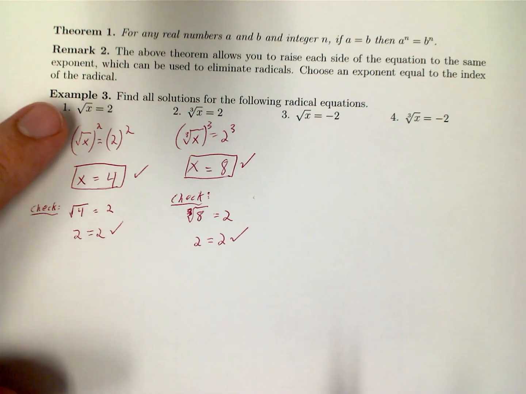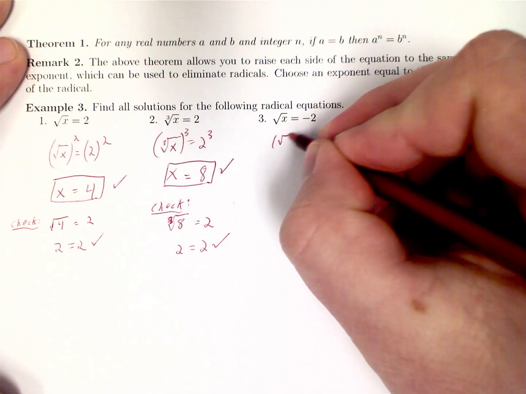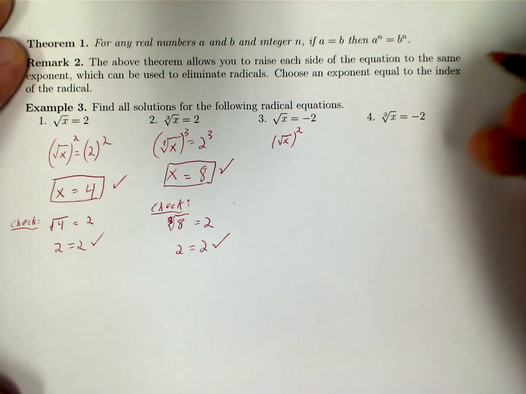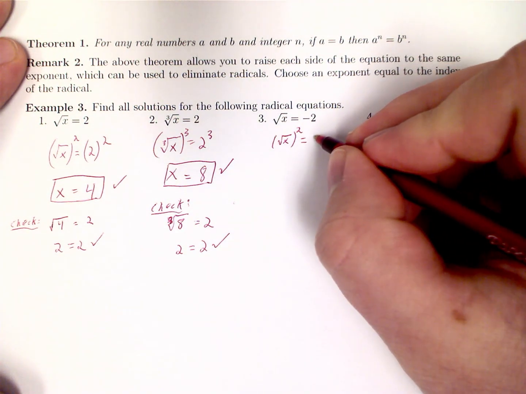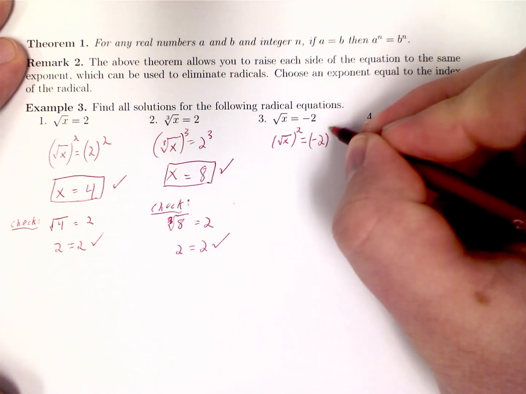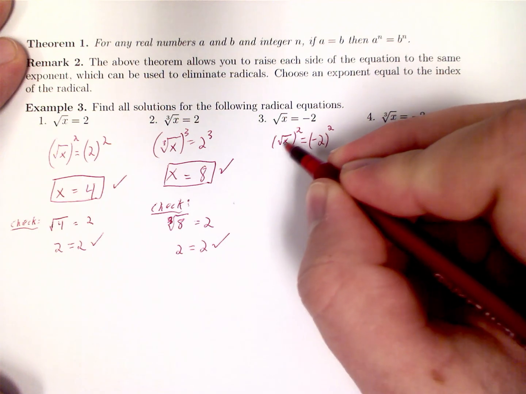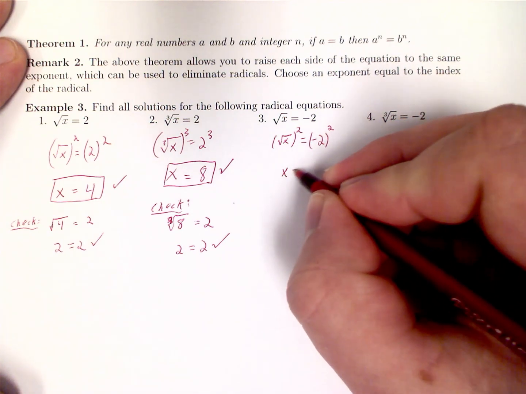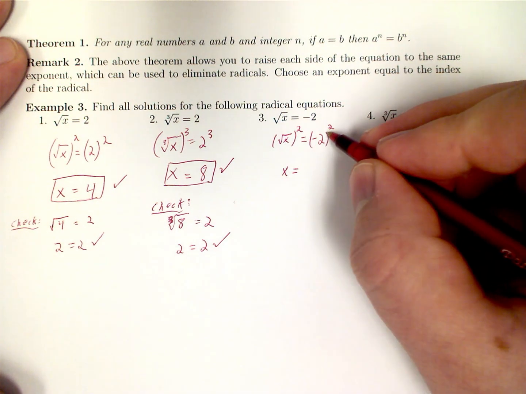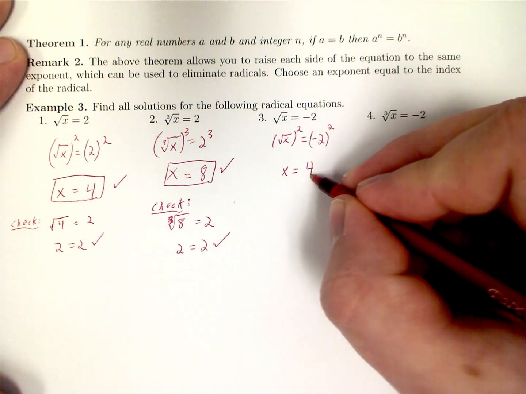It seems similar to number 1. It's a square root, so what do we have to do? We raise everything to the second power, because again, there's a little invisible 2 in the divot. The index is 2, so we raise it to the second power, and we raise all of -2 to the second power. The square of the square root is just x. And what is the square of -2? -2 squared is -2 times -2, which is positive 4.